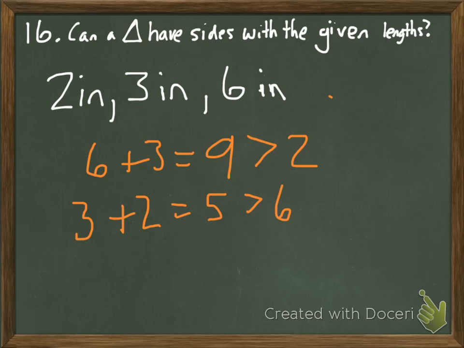So right there we know we cannot have a side of 3 and 2 in a triangle with another side that is 6. Like I said again, the triangle inequality theorem says the sum of the lengths of two sides has to be greater than the length of the third. And this one, that 5 would be less than the 6. So because of that, the answer to this question would be no.